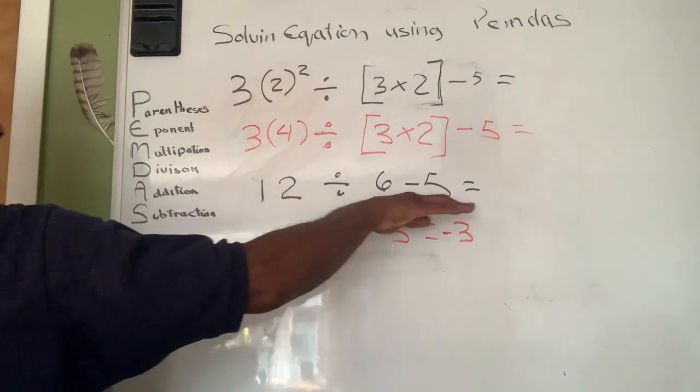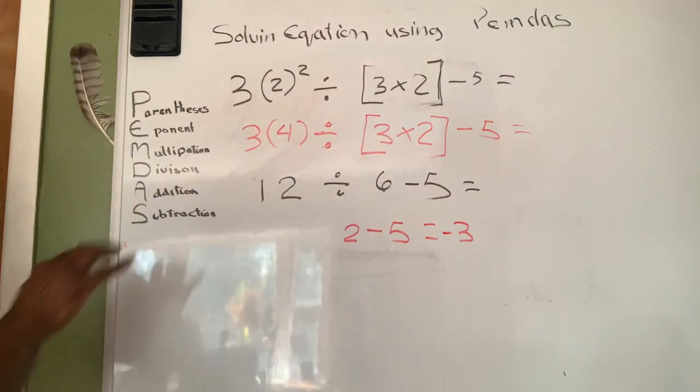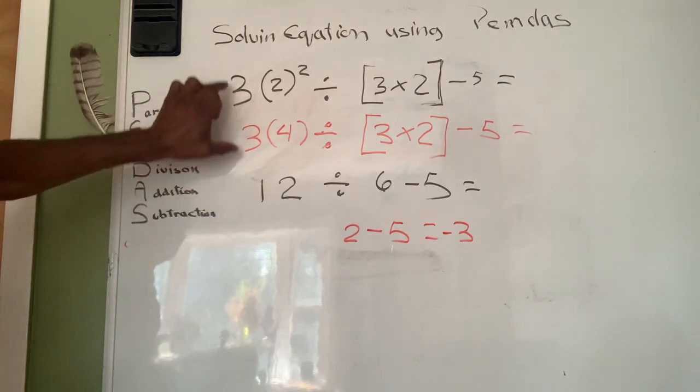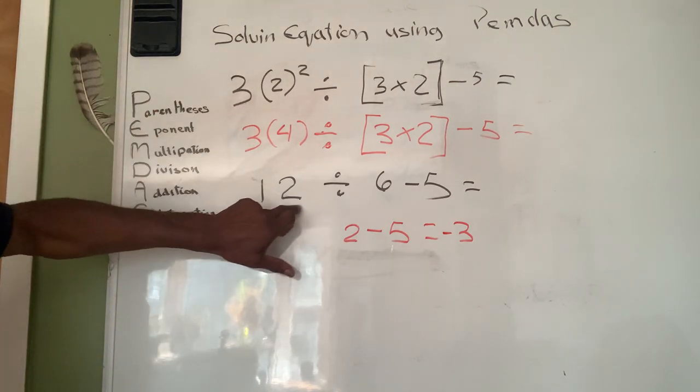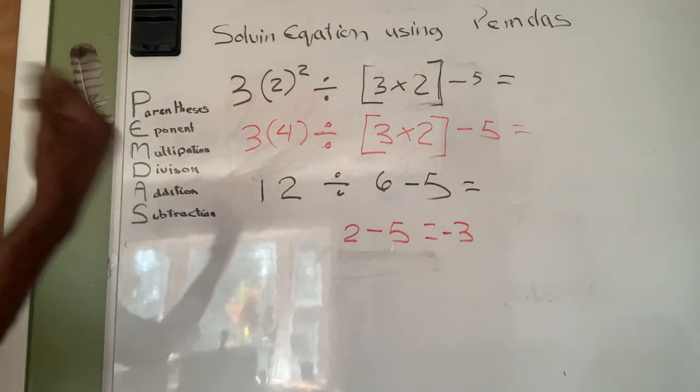what is a basic equation that has been signified. This is called, we have signified this equation. So you've got 12 divided by 6 minus 5. Now, we are going to start doing the operation.